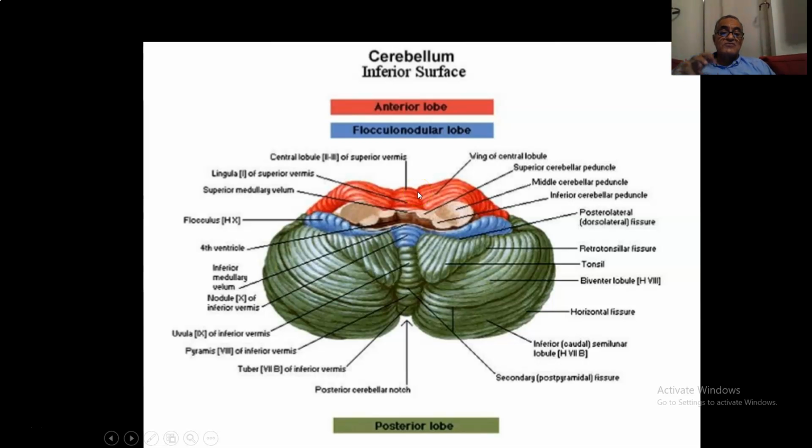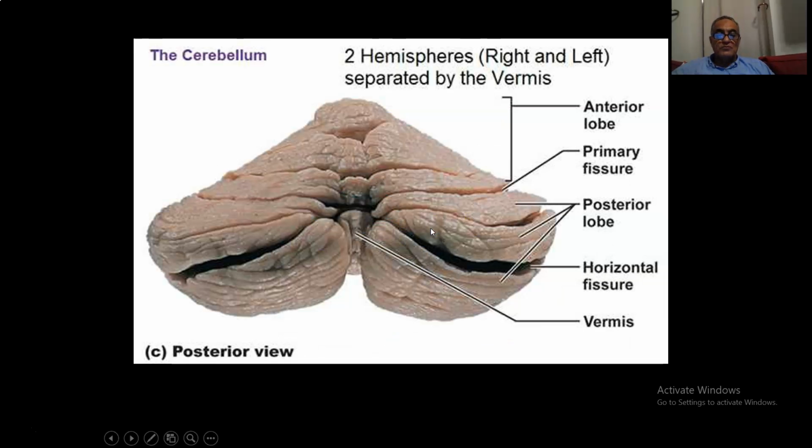If you look at the cerebellum from below, you will find that the cerebellum is divided into three main important lobes, which are different in function, and they are different in evolution and development. From this surface, we can see the anterior lobe, we can see the flocculonodular lobe, and you can see the posterior lobe. Here is the anterior lobe, the posterior lobe, and the flocculonodular lobe.